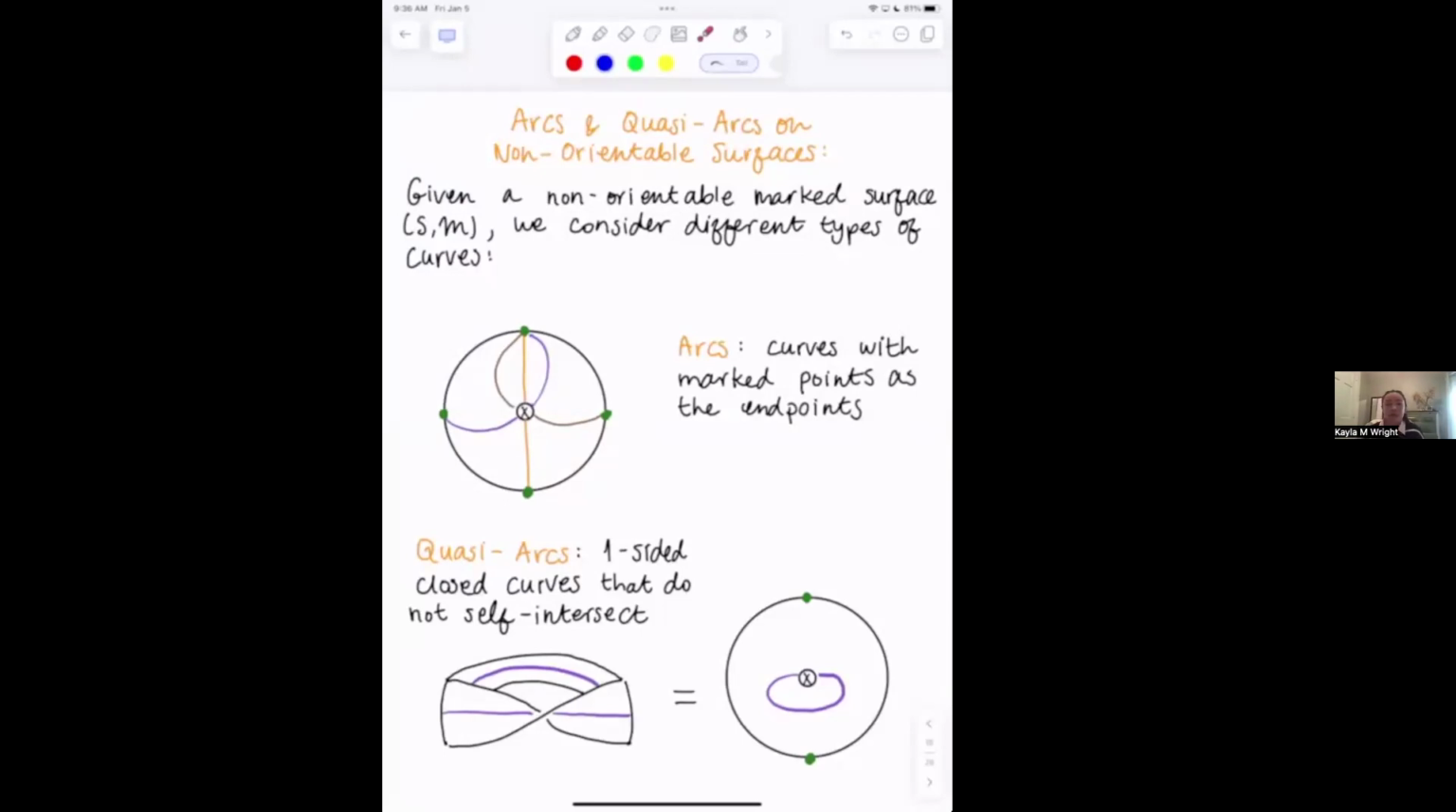The one additional generator that we're going to get for the Mobius strip are these things called quasi-arcs, which are one-sided closed curves that don't self-intersect. So the running example we'll have today is this arc you can imagine going through the core of the Mobius strip. So it looks like this. This is going to be a generator of our algebra. And what it looks like when we take the crosscap representation is something like this.